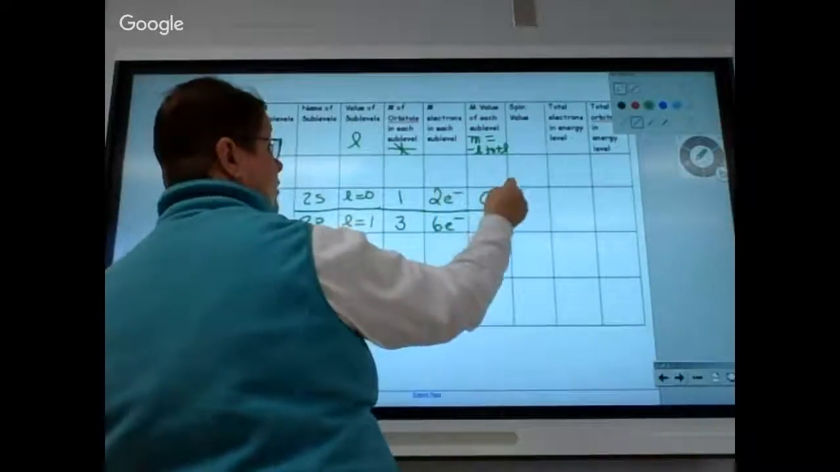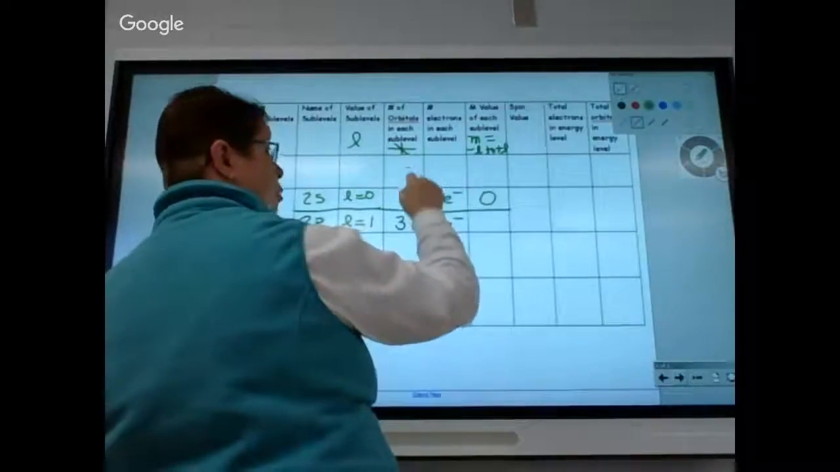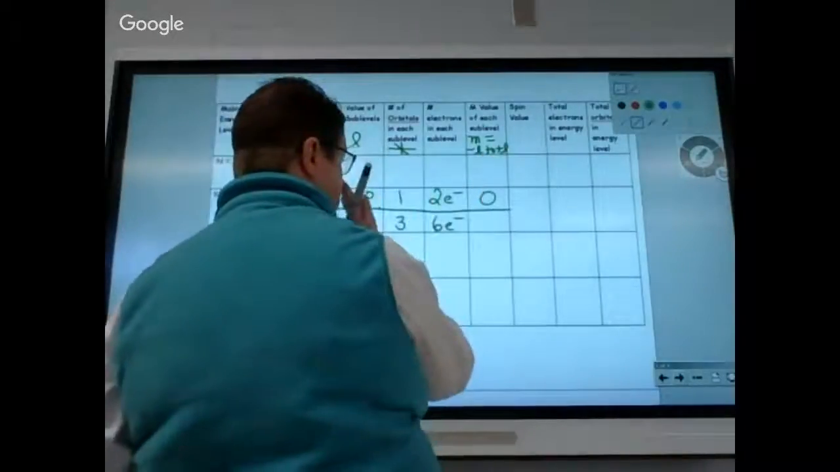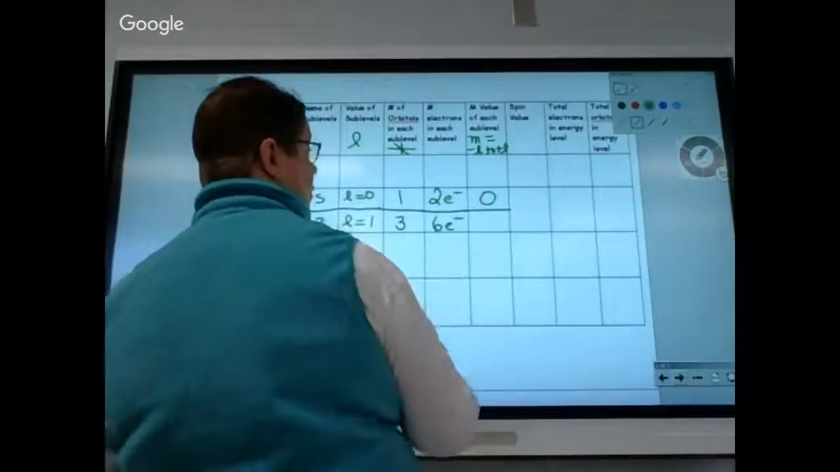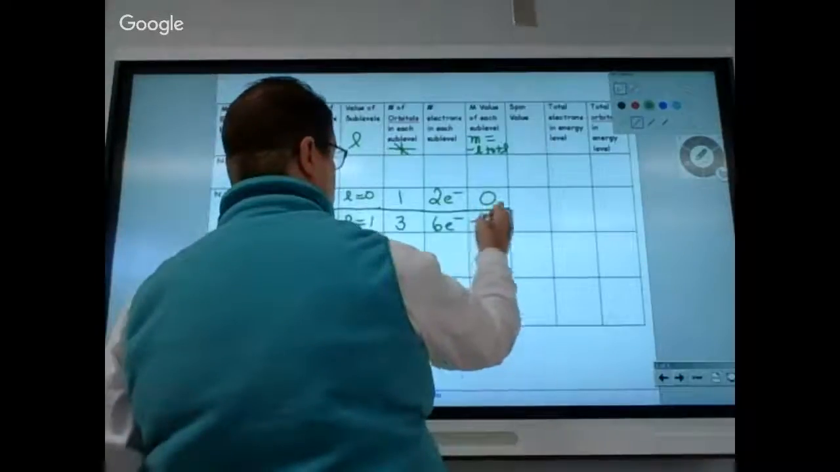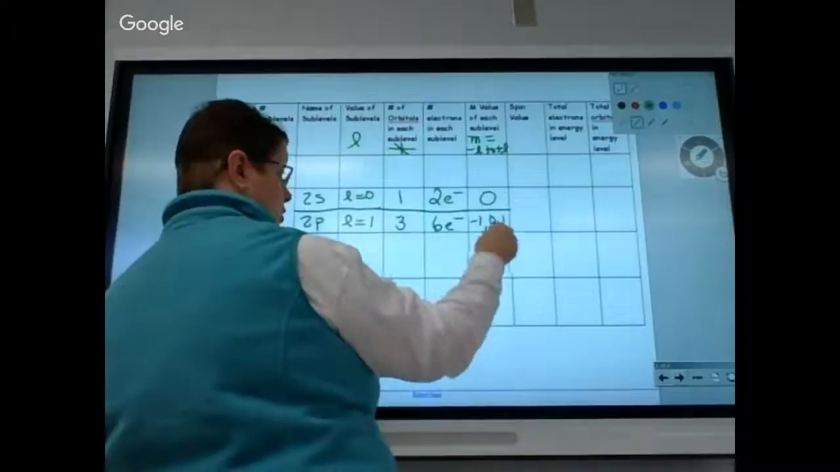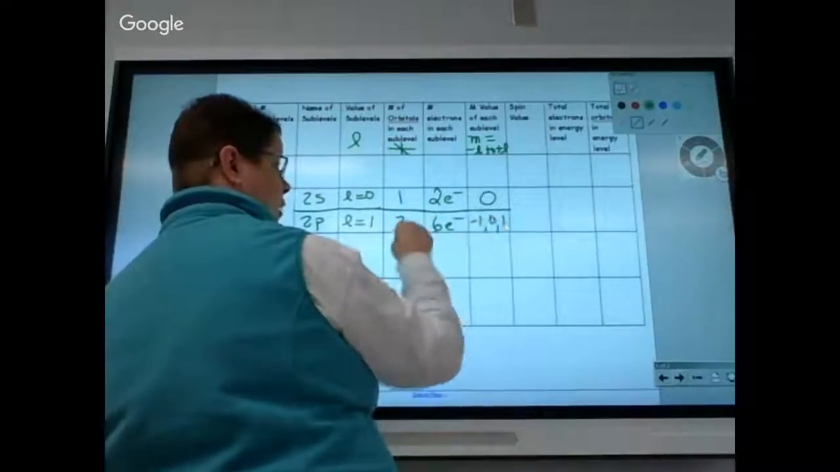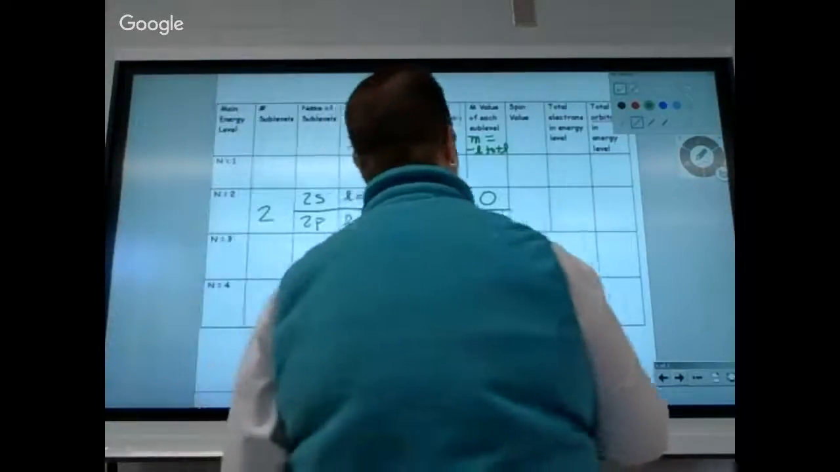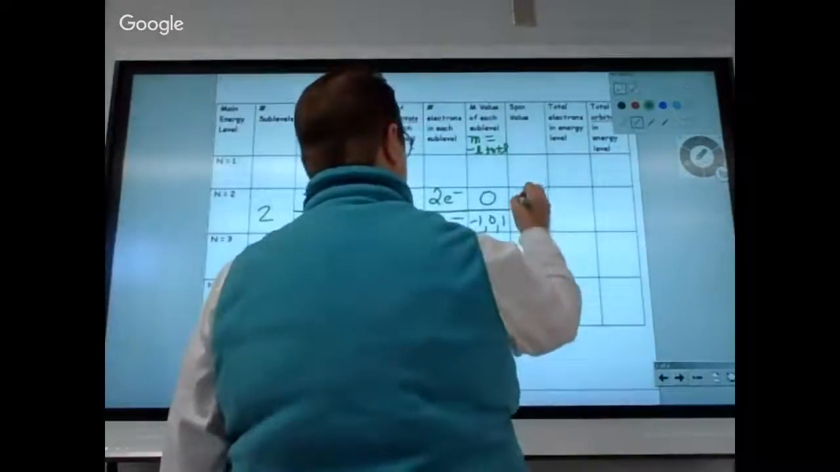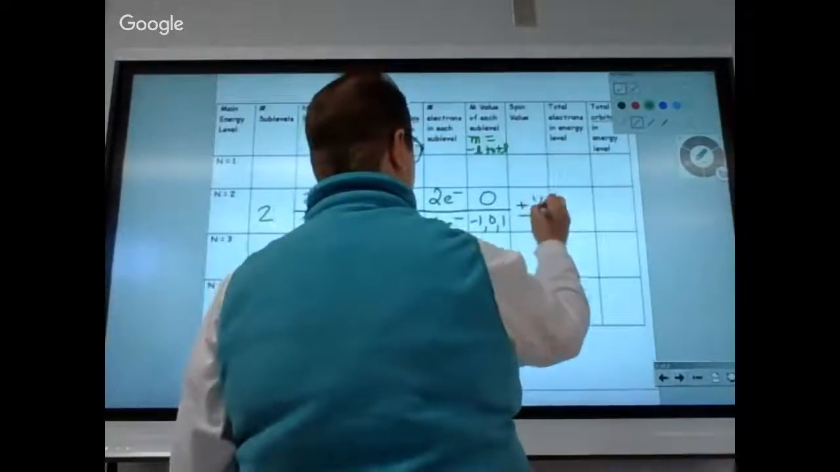The number of numbers should correspond to the number of orbitals you have. So, minus L to positive L. Minus 1 to positive 1 is what? I have 3 numbers. I have 3 orbitals. Those things should coordinate. All right, what's the spin value? Positive or negative 1/2.